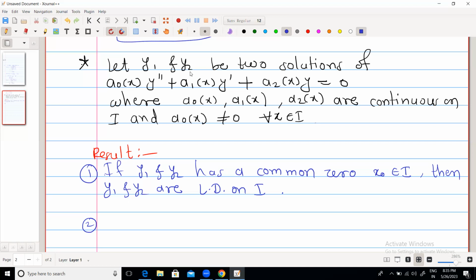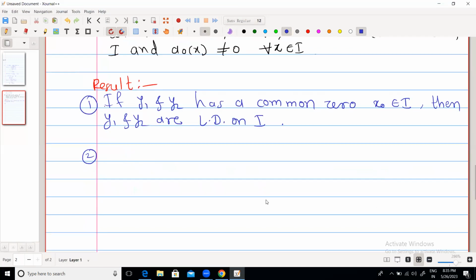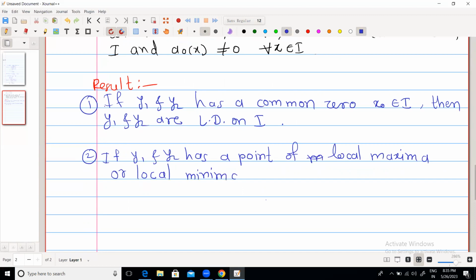Okay, so let us see the second result. If y1 and y2 has a point of local maxima or local minima at the point x0 belongs to I, then y1 and y2 are linearly dependent on I.